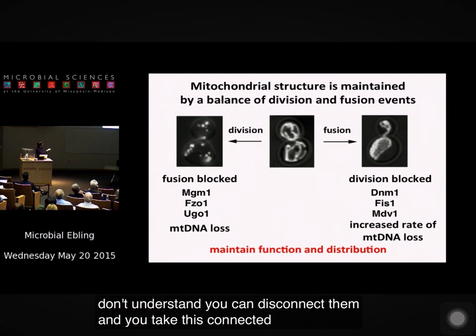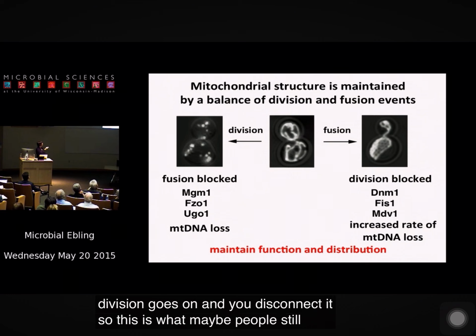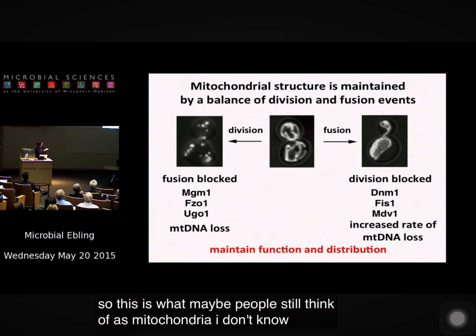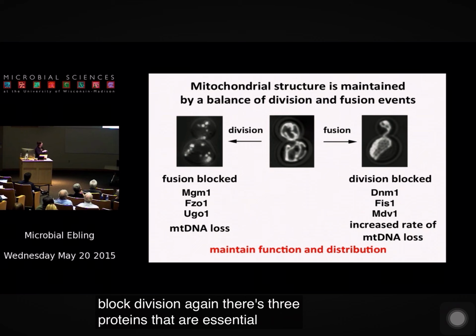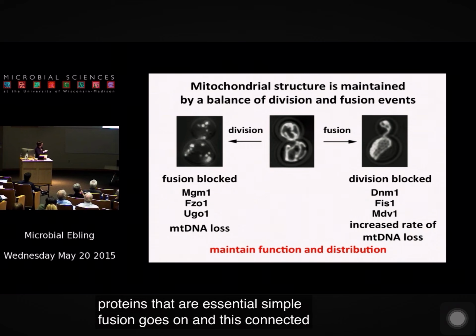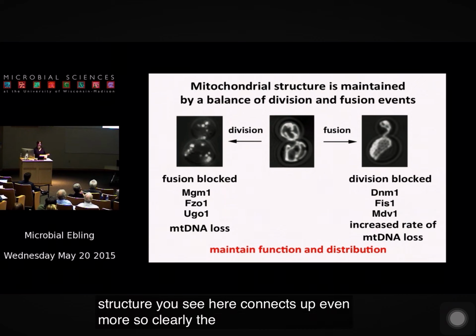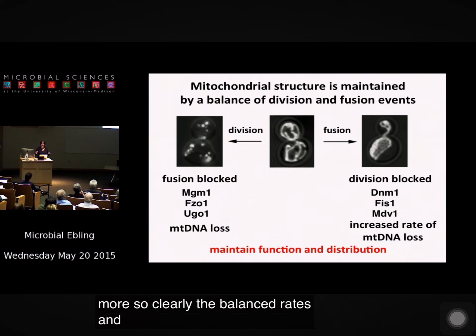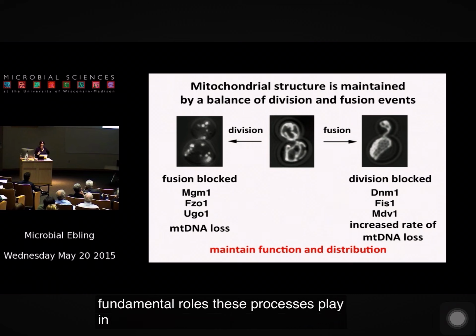And you take this connected structure, division goes on, and you disconnect it. So this is what maybe people still think of as mitochondria. On the other side of the equation, if you block division, again, there's 3 proteins that are essential, simple. Fusion goes on, and this connected structure you see here connects up even more. So clearly, the balanced rates and continuation of co-processes of division and fusion are really essential for maintaining this kind of steady state structure. And what yeast also told us was the real fundamental roles these processes play in cells.